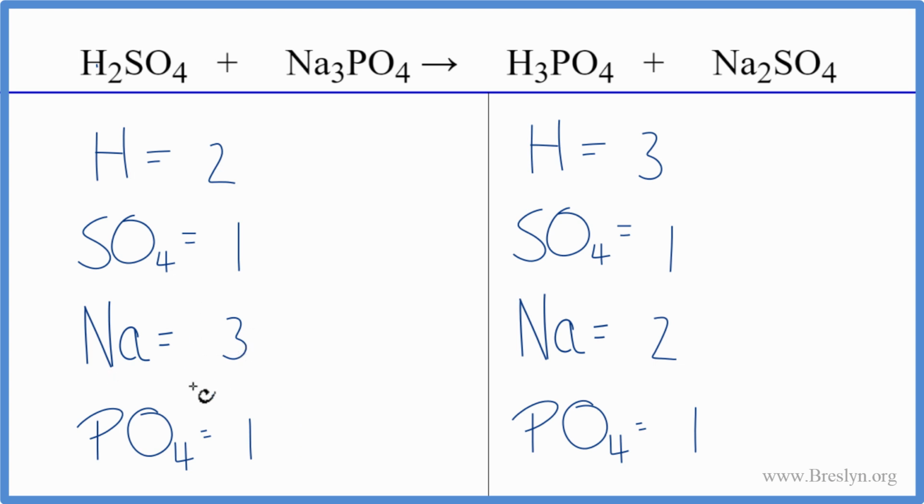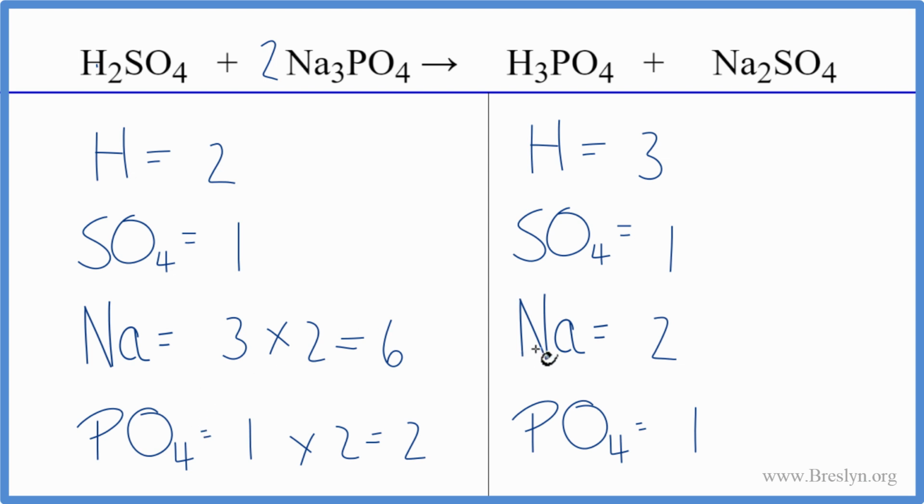So I'm going to double the sodiums. I'm going to put a 2 in front of the sodium phosphate. That'll make this an even number. I have 3 times 2. That'll give me 6 of these sodiums. That's an even number, be easier to work with. And then phosphate, 1 times 2. I have 2 of those.